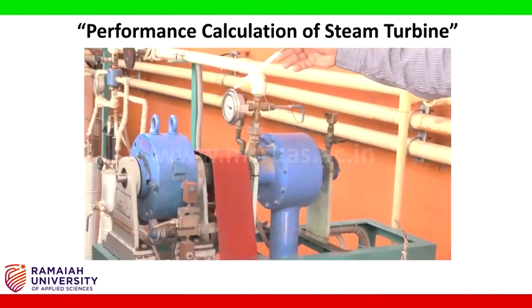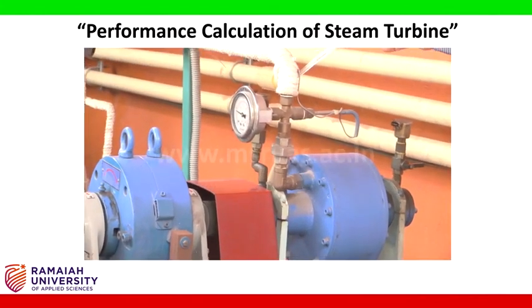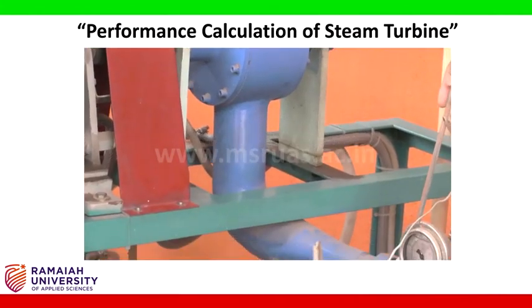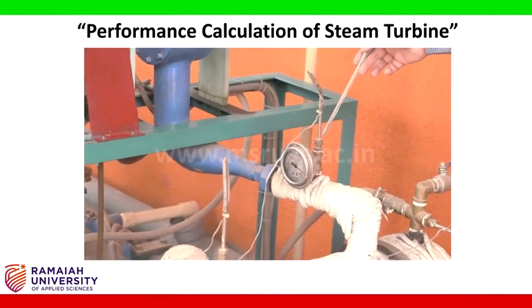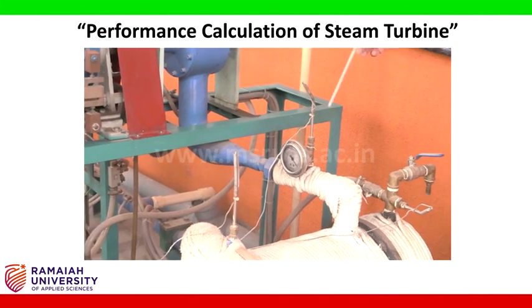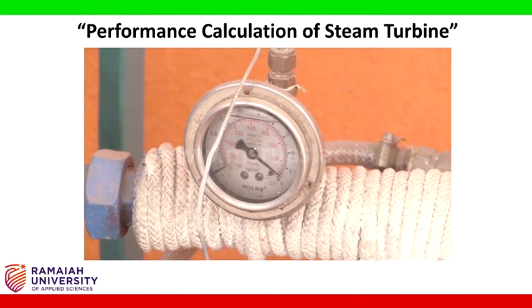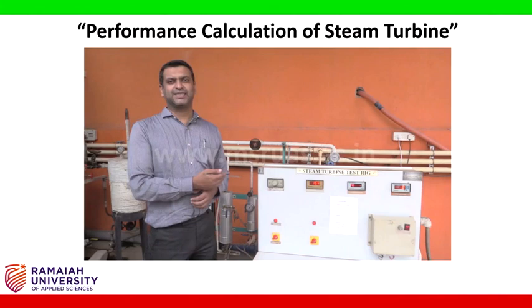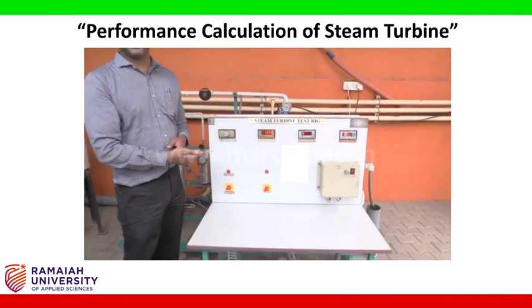There is a pressure measurement and temperature measurement at the inlet of the turbine. There is a pressure measurement and temperature measurement at the outlet of the turbine. The pressure at the outlet of the turbine is vacuum pressure. After the turbine is running, the actual measurement is taken in the control panel.